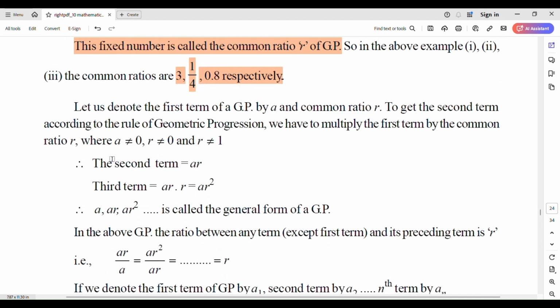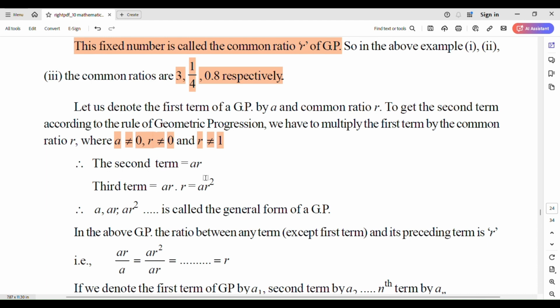So how do you define a GP, a geometric progression? You should have an initial term, so a cannot be 0 and r cannot be 0. These are the basic rules for a geometric progression. And r is not equal to 1 also, because if r equals 1, the series will be a, a, a, which you could also call an arithmetic progression. So r should not be equal to 1.